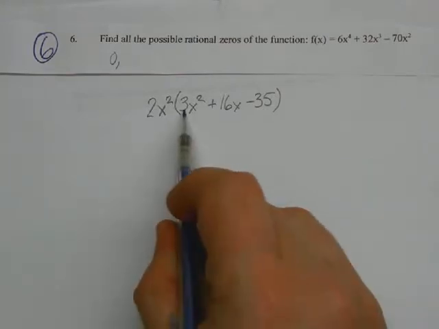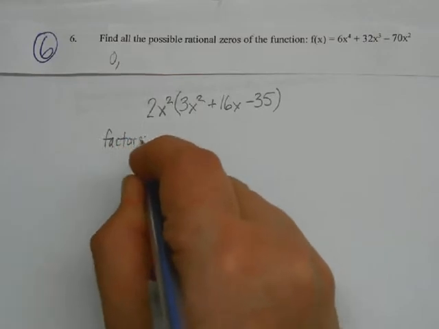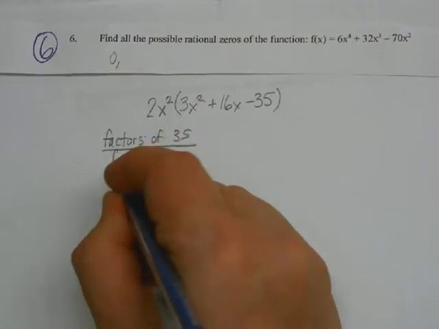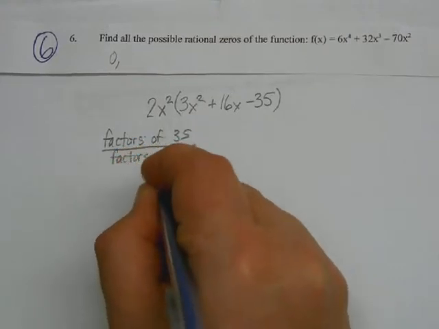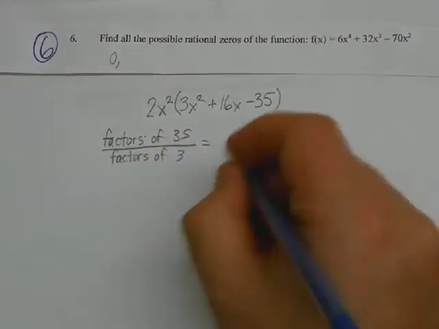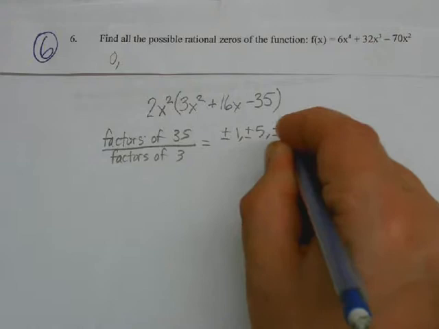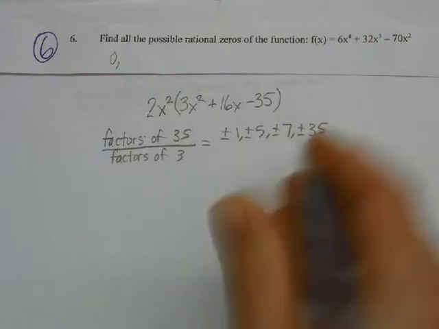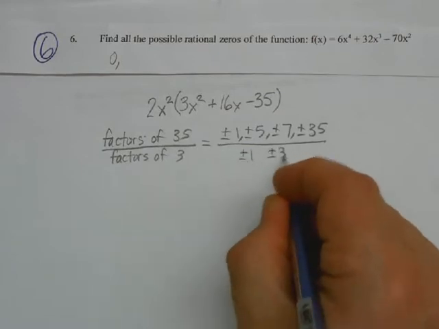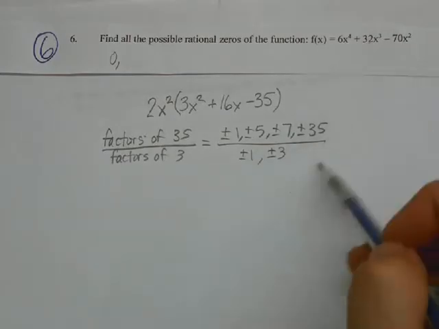But here I need to find the factors of 35 over the factors of 3. So for 35, I have plus or minus 1, 5, 7, and 35. And for the bottom, I have 1 and 3. If you use 6 and 70 instead, you're going to get a lot more.